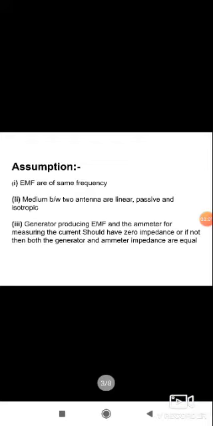Now the third assumption is that the generator that is producing the EMF, and the emitter that is measuring the current, should have zero internal impedance or equal impedance in both cases. The two cases are case 1 and case 2. Case 1 is when we apply EMF at terminal 1 and case 2 is when we apply EMF at terminal 2.